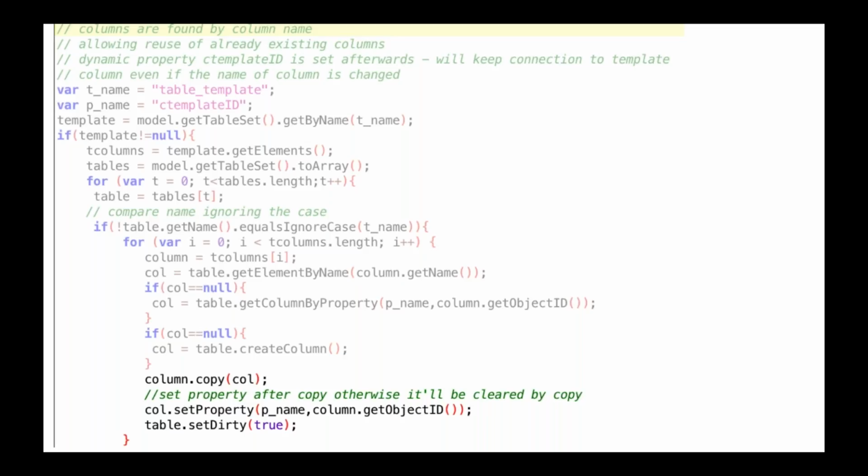The last line here, table set dirty is true. This is kind of like a commit. And as long as I'm saying that this is akin to a commit, you have to realize that there is no rollback. So before running any transformation script, always save your design. That's as close to a rollback as you're going to get.